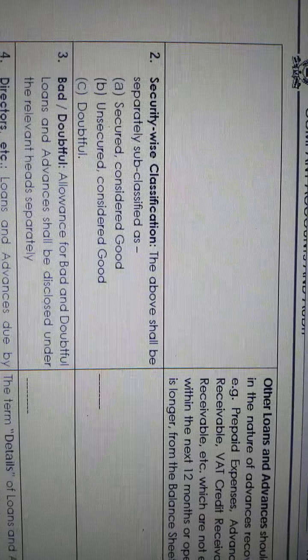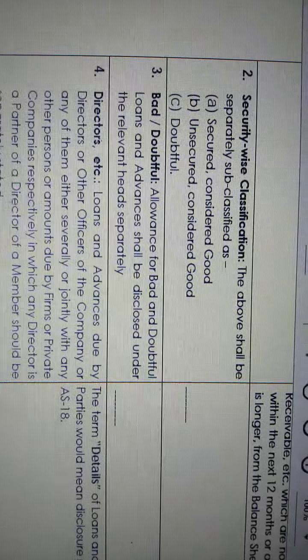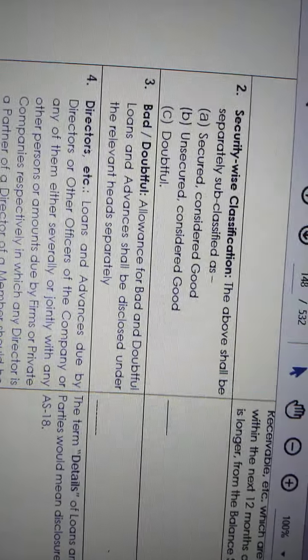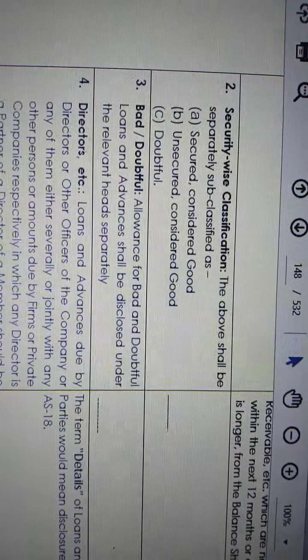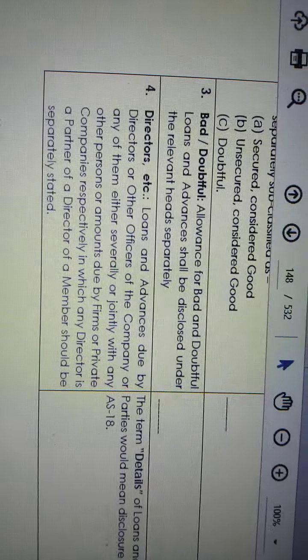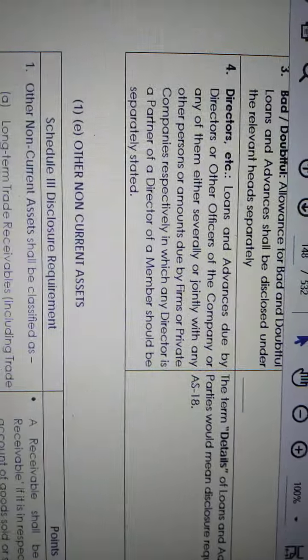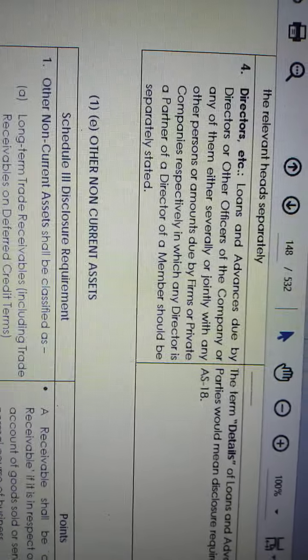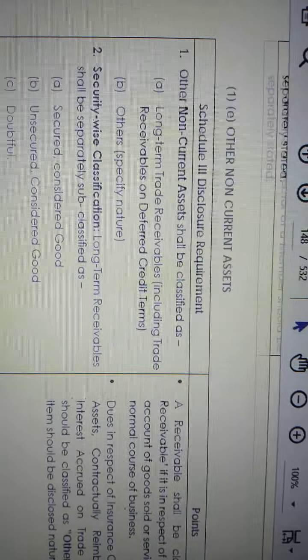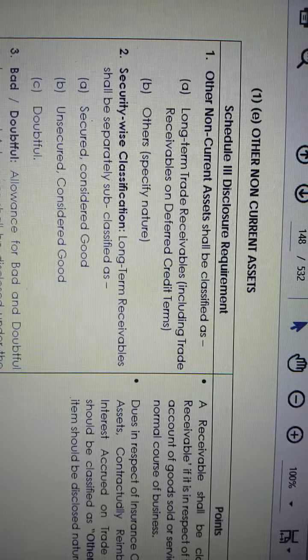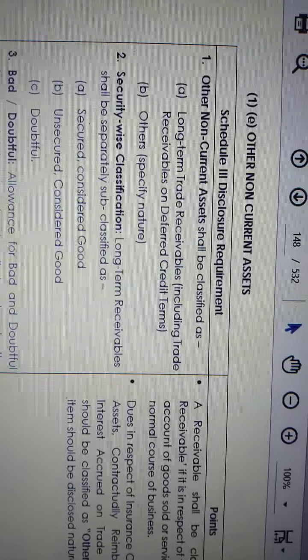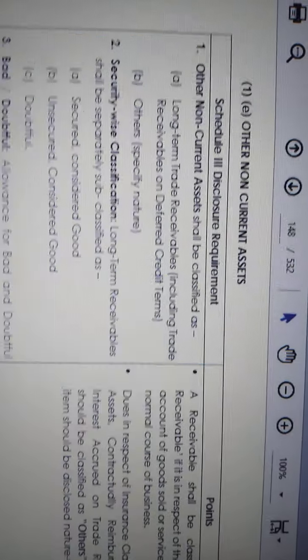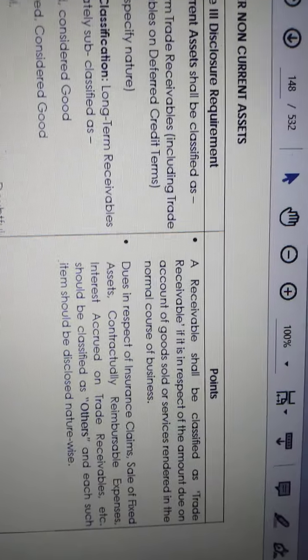Security wise classification is also required for loans and advances. Secured loan is how much, unsecured loan is how much, bad and doubtful is how much. If anything is given to directors, that also we have to write separately. Then other non-current assets, long-term trade receivables. Normally receivables more than 12 months are long-term trade receivables. Okay.